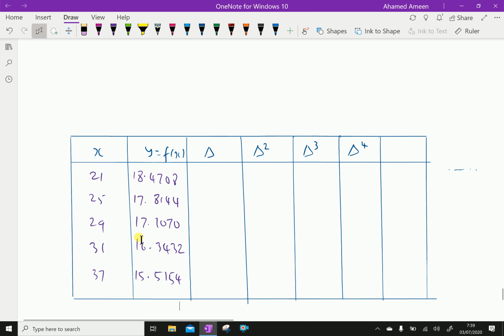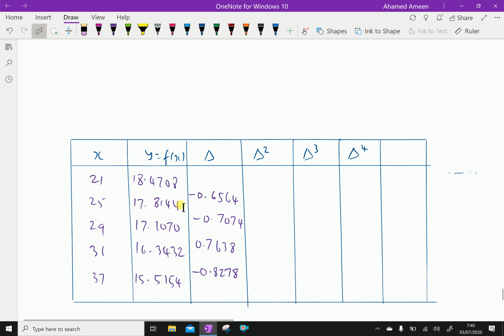Now, for the first difference, we subtract 17.8144 minus 18.4708. The first difference comes minus 0.6564. Next, from 17.1070 minus 17.8144 is minus 0.7074, like that. The next one is minus 0.7638, and the next difference is minus 0.8278.